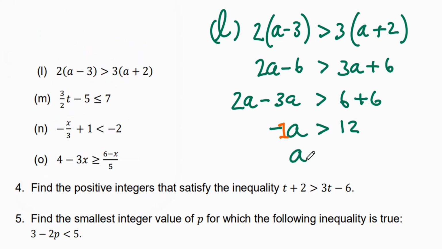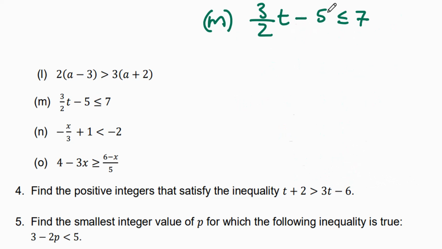So we're going to get a, and then we're going to divide the 12 by negative 1. So important to remember that when we divide an inequality by a negative number, it switches around. So here we're dividing the negative 1 into the right-hand side, and the inequality here becomes less than. And then finally, a will be less than negative 12.